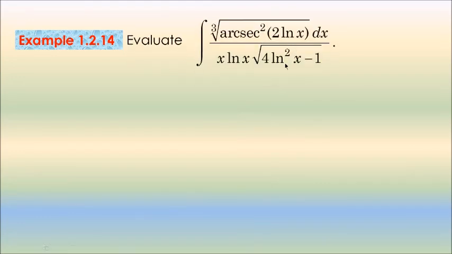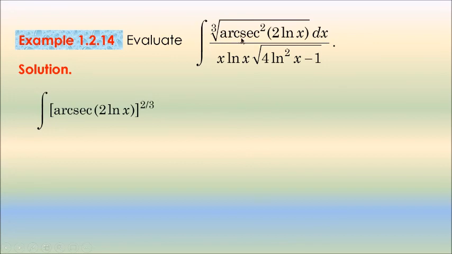Example 1.2.14. Evaluate the integral of cube root of arc secant squared of 2 ln x dx over x ln x square root of 4 ln squared x minus 1. Let us express this integral in the form of integral of u to the n du. So this cube root of arc secant squared 2 ln x is possible to be u to the n. So we have arc secant of 2 ln x quantity to the 2/3 times dx over x ln x square root of 4 ln squared x minus 1.